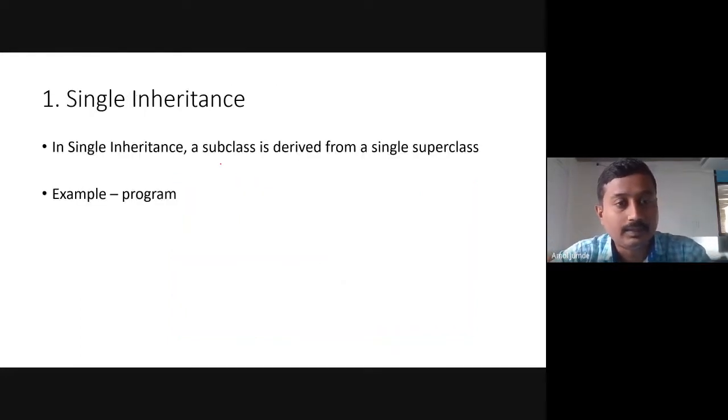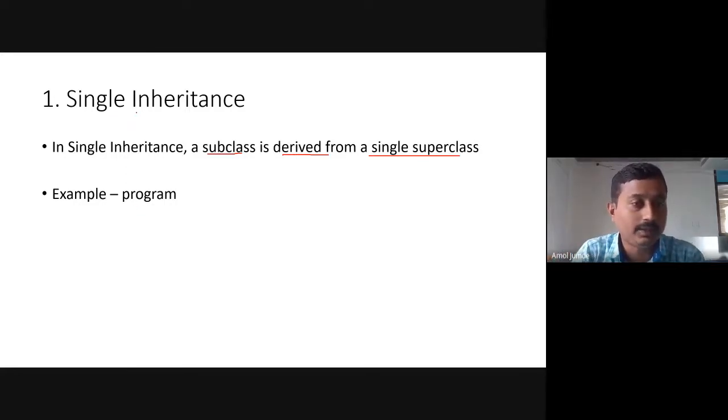Next, we'll talk about single inheritance. In single inheritance, a subclass is derived from a single superclass. A subclass, one superclass, that is single inheritance. Take a screenshot of this. We have seen one example under this category, the basic arithmetic operation and the arithmetic operation. Arithmetic operation was deriving from basic arithmetic operation.